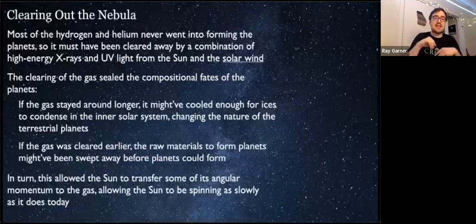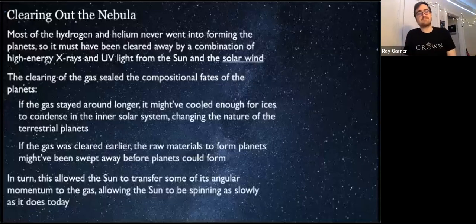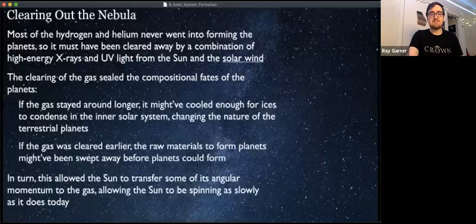But this in turn allowed the sun to transfer some of its angular momentum to the gas. By blowing out this gas, it was able to get rid of some of its angular momentum, which is why the sun spins pretty slowly. About 2 kilometers per second is its rotation rate. A solar day, a day on the sun, is about the length of an Earth month. And that's pretty slow compared to other stars. So that explains why the sun appears to be spinning as slowly as it does today.